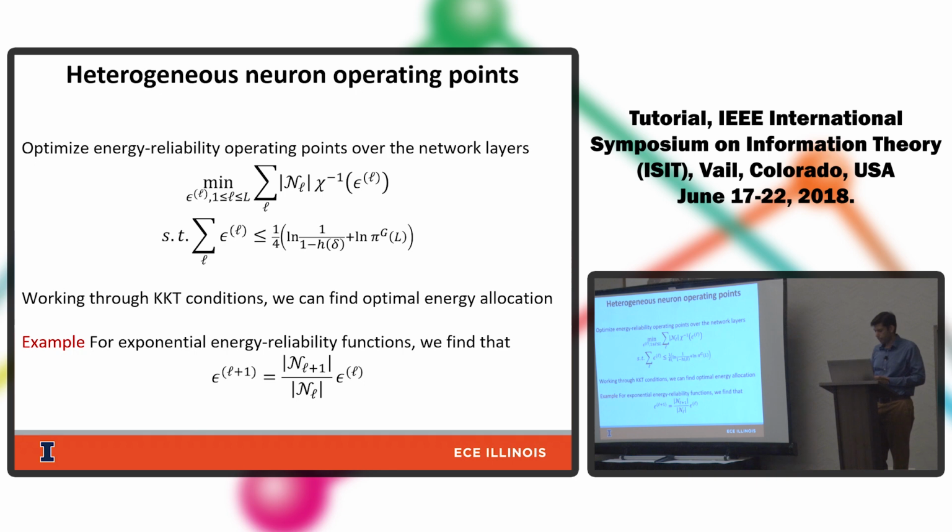Okay, so we get, again, a very simple design principle that circuit designers can use directly. So allocate less energy at the top of the network, more and more as you go down. As a function of the ratio of the network layer sizes, you should essentially do a geometric allocation. Okay, so again, a very nice design principle that follows directly from the information theoretic optimizations.